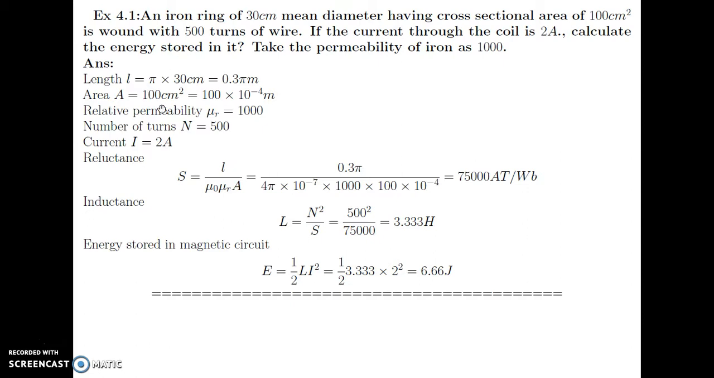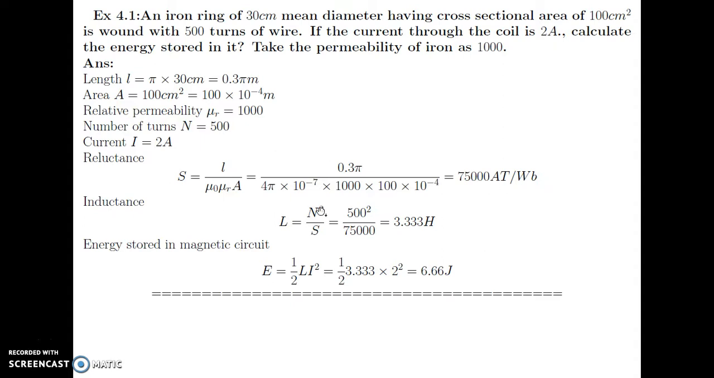So let us first calculate the reluctance, because inductance is equal to N square upon S. So it is necessary to calculate the reluctance. Reluctance S is equal to L upon mu 0 mu r into A. So 0.3 pi divided by 4 pi × 10 raised to minus 7 into 1000, that is the relative permeability, and A is 100 into 10 raised to minus 4. Substituting all these values, we get 75,000 ampere turn per Weber as the reluctance.